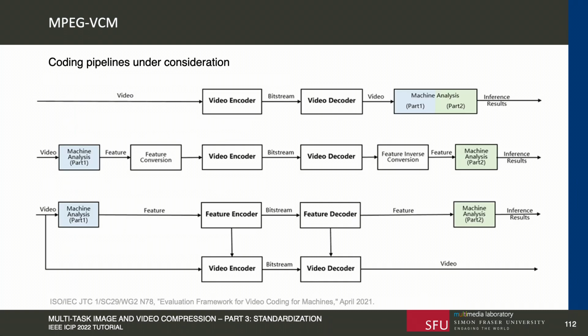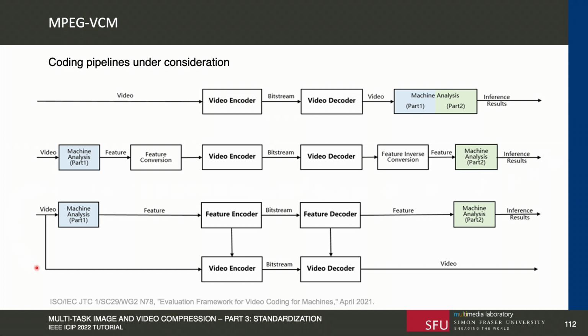And here are some of the high-level coding pipelines that were under consideration in MPEG VCM. So the pipeline at the top is the current conventional approach, where the video is encoded and then decoded, and the reconstructed video is fed to the machine vision pipeline for further analysis. The next pipeline corresponds to feature extraction and coding. So the initial portion, the front end of the vision pipeline, is used to extract features. Then those features are what's being encoded and then decoded, and then the decoded features are fed to the back end of the pipeline to complete the analysis.